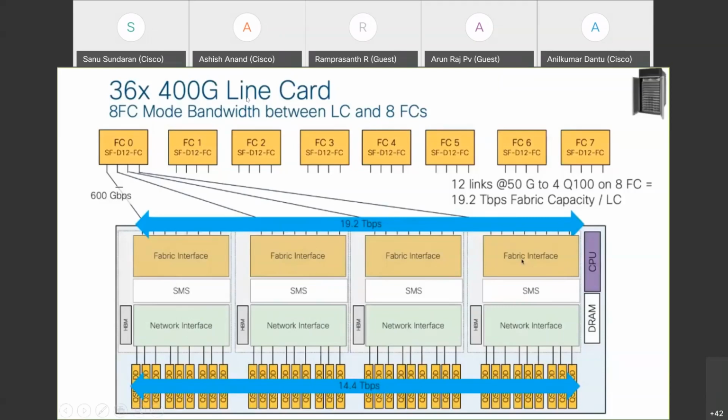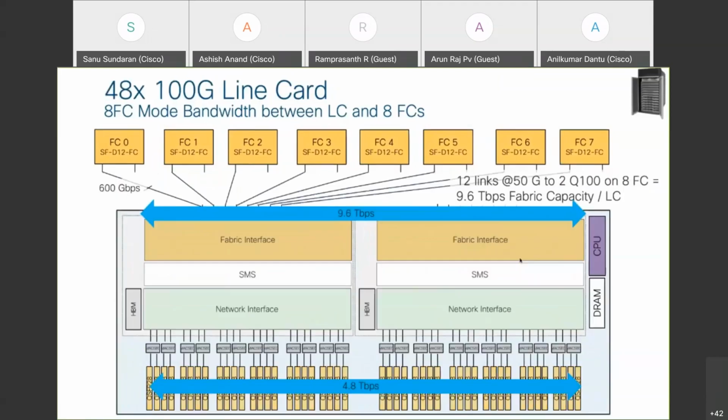Again, I mentioned that the 36 into 400 gig card can only work in 8 fabric card mode. And 8 fabric card mode doesn't mean you have 8 fabric cards. Like 48 into 100, that is equal to 4.8 Tbps. But you have 2 NPUs, right? 24 ports per NPU. So it is equivalent to 9.6 Tbps of traffic on the fabric side.